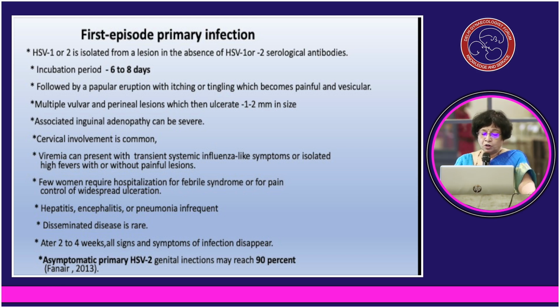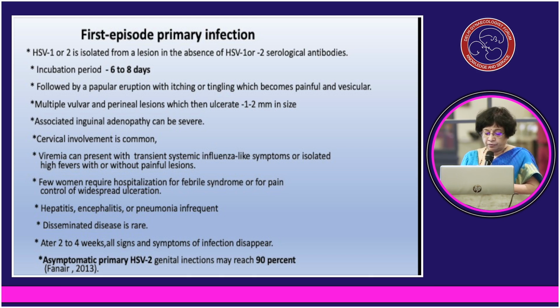Cervical involvement is common. Viremia can present with transient systemic influenza-like symptoms or isolated high fever, with or without painful lesions. Few women require hospitalization for febrile syndrome or for pain control of widespread ulceration. Hepatitis, encephalitis, pneumonia, although infrequent, are not unseen. Disseminated disease is rare. After 2 to 4 weeks, all signs and symptoms disappear.